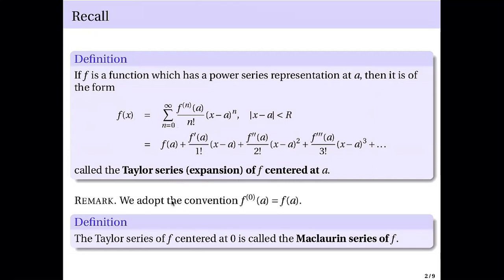And then we still adopt the convention that the zeroth derivative of f at a is just the value of f at a. And when the center is 0, then we call this expansion the Maclaurin series expansion of f. And then during your lecture, you saw several Maclaurin series and Taylor series centered at some center a.